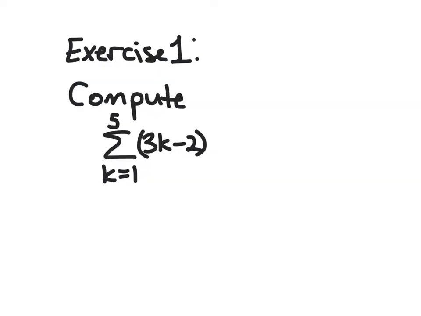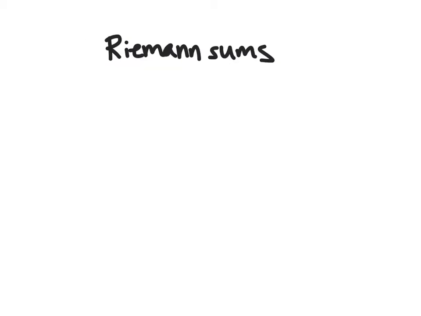All right, and so for your first little class prep exercise, go ahead and compute this sum here. So k equals 1 to 5 of 3k minus 2. Okay, so why am I introducing sums? Why am I talking about sigma notation at all?